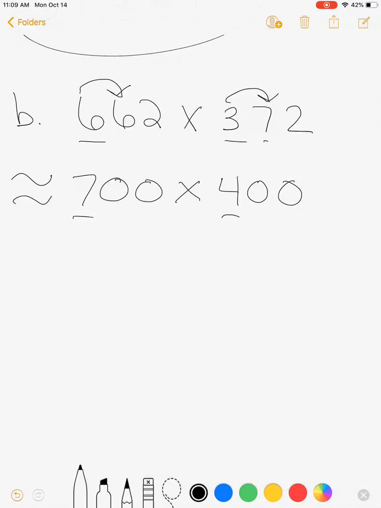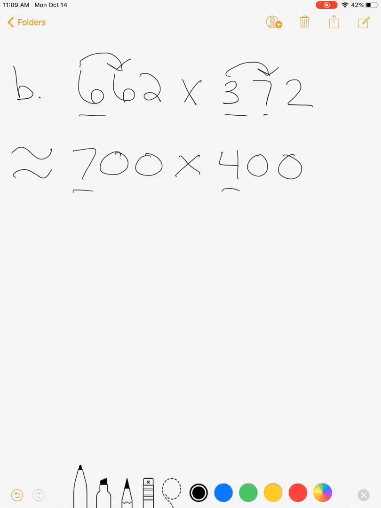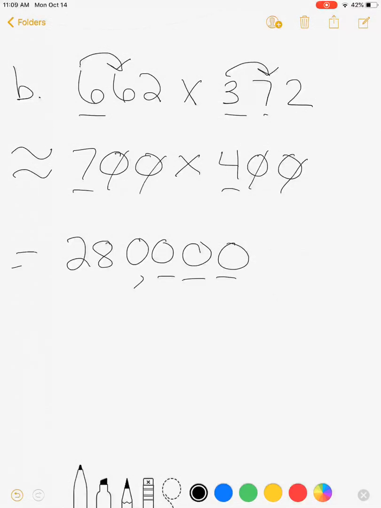So take the 2 digits that are not zeros. 7 times 4 is, I'm waiting for you to respond. Okay. Then add the zeros. Mark them off as you go if you need to. 1, 2, 3, comma. Our product should be close to 280,000.